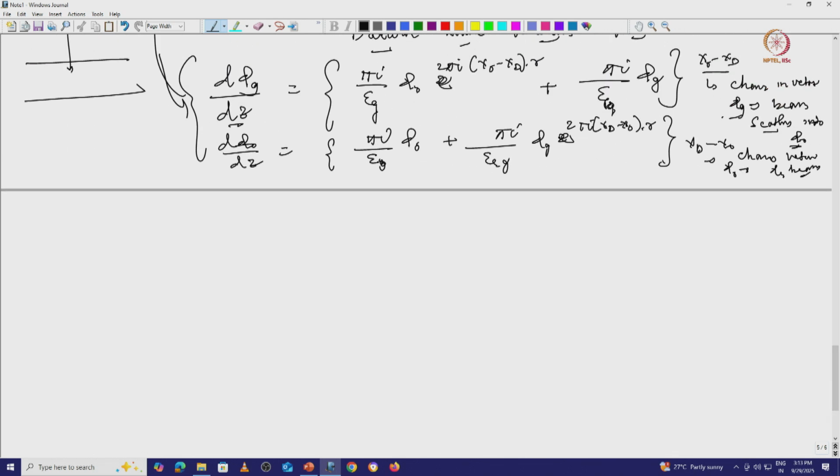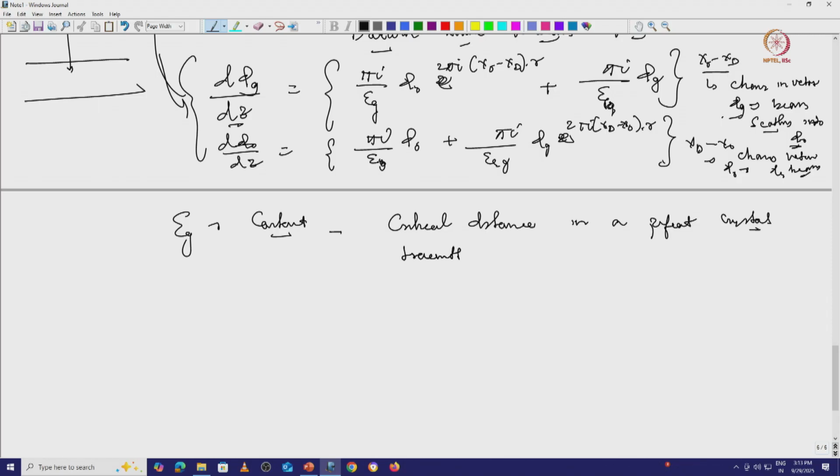So based on the definitions, psi g is a constant which is defined as the critical distance in a perfect crystal at which the transmitted intensity falls to 0 again before increasing. So this is called the extinction distance.